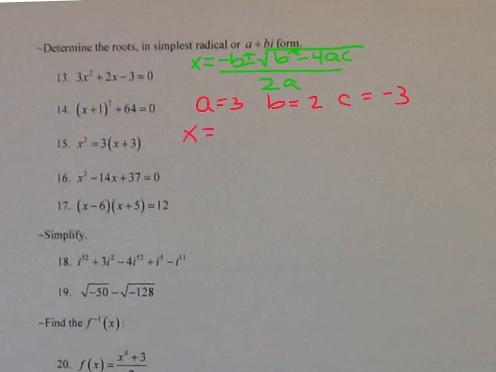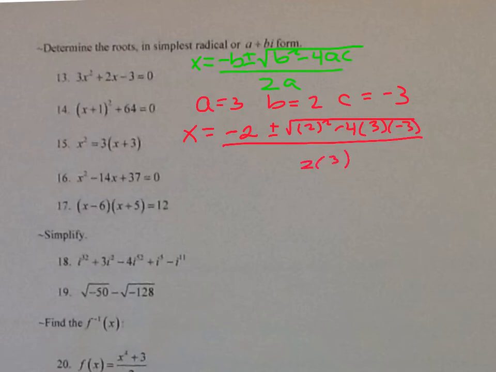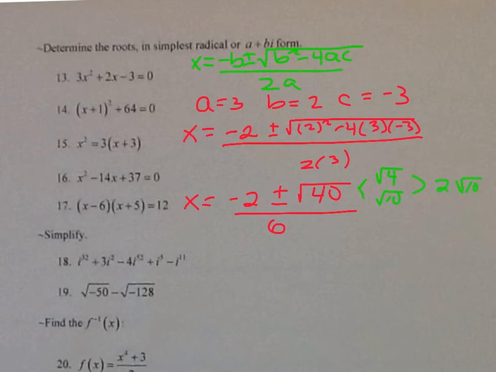All right, let's plug it in. x equals negative b, which is negative 2, plus or minus the square root of 2 squared minus 4 times 3 times negative 3, over 2 times 3. Plugging in only what's under the square root, we get 40. Now we want to simplify the square root of 40. That is 4 and 10, which is 2 square root of 10. So x equals negative 2 plus or minus 2 square root of 10 over 6.